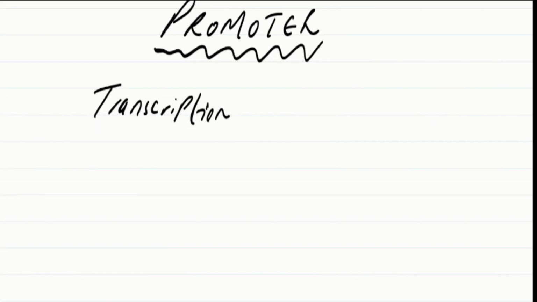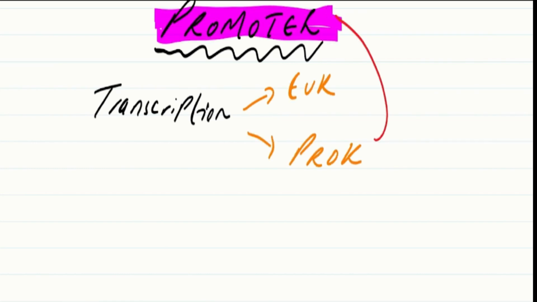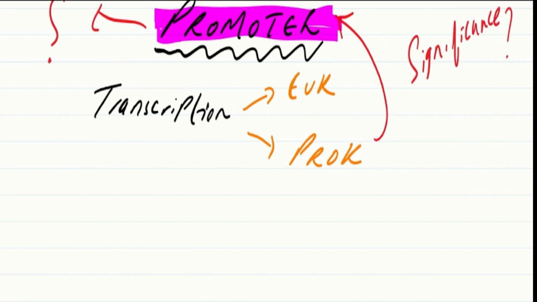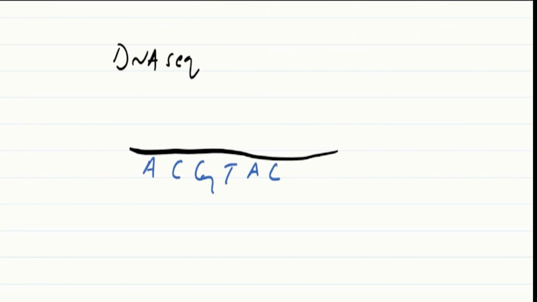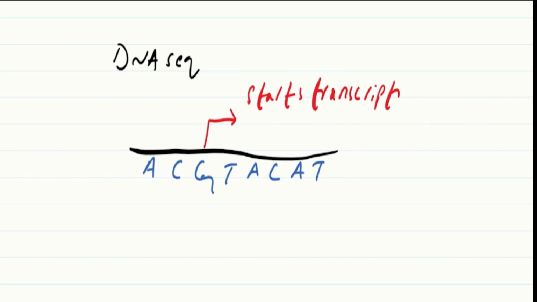Whenever we talk about transcription in prokaryotes or eukaryotes, promoters always come to mind. So what is a promoter and what is its significance? In general, a promoter is a DNA sequence that starts the transcription. We can explain this in an easy way.